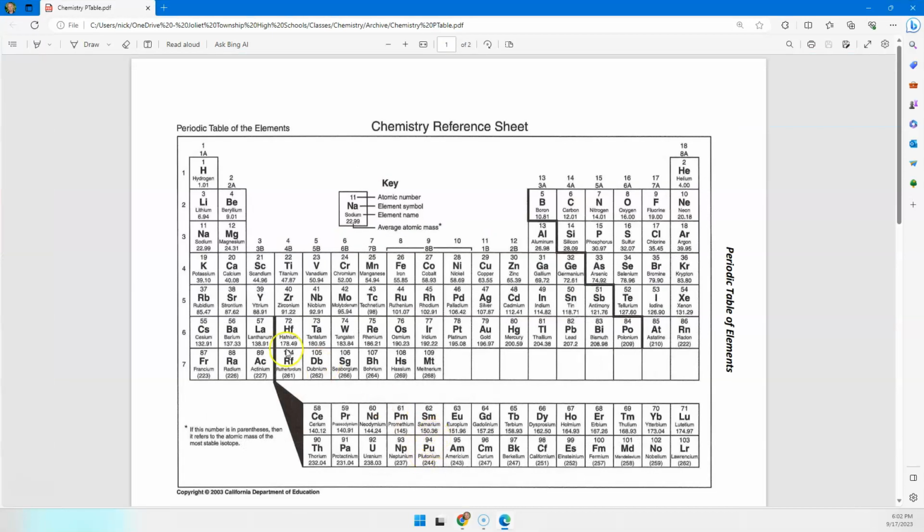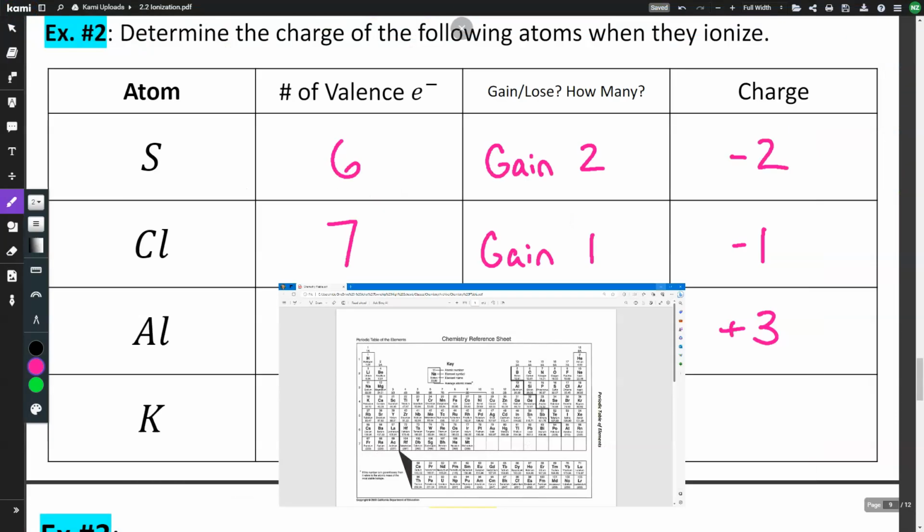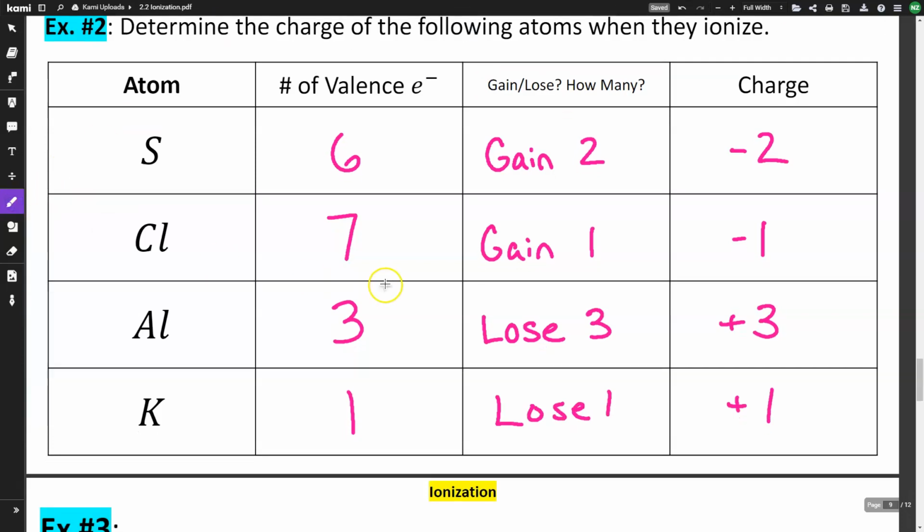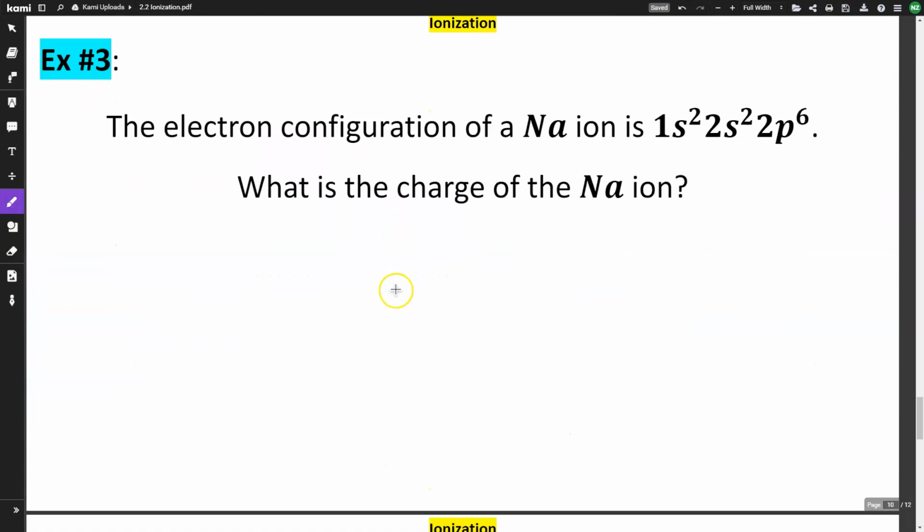All right, and then potassium. Potassium is in group 1. It has 1 valence electron, and it will lose that 1 valence electron, ending up with a positive 1 charge. All right, so that is how charges work. So let's do a couple of examples.